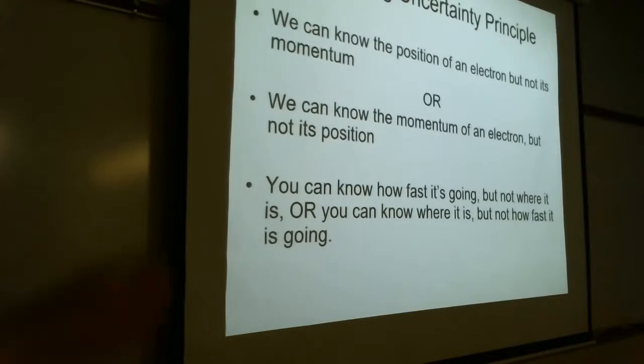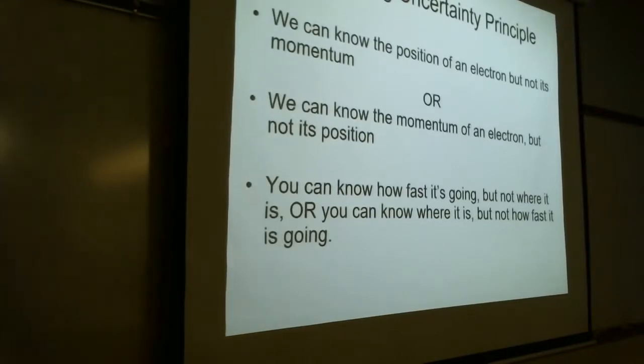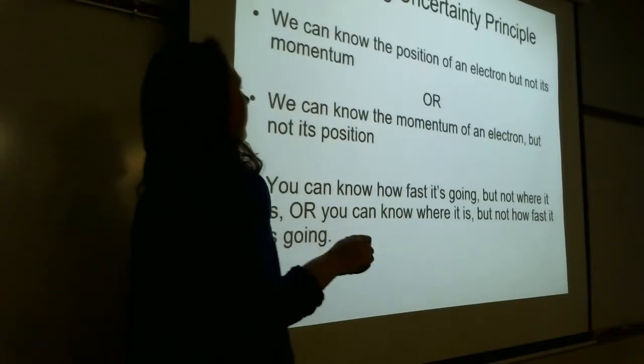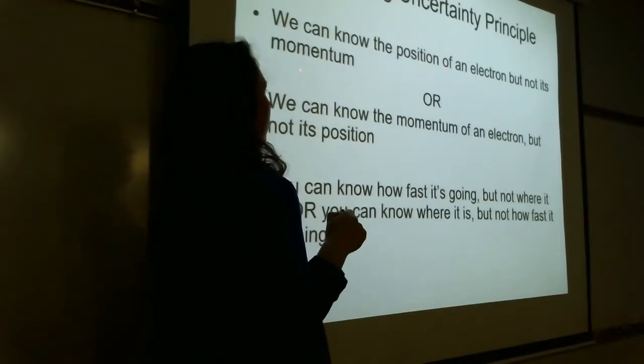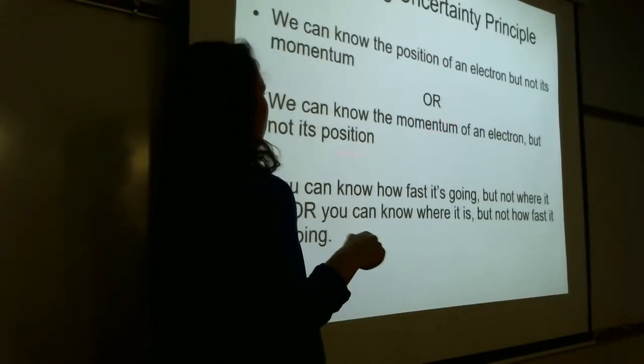So the Heisenberg uncertainty principle is something you may have heard of from other classes or maybe from watching TV or out in the culture. It states that we can know the position but not the momentum of an electron, or we can know the momentum but not its position.